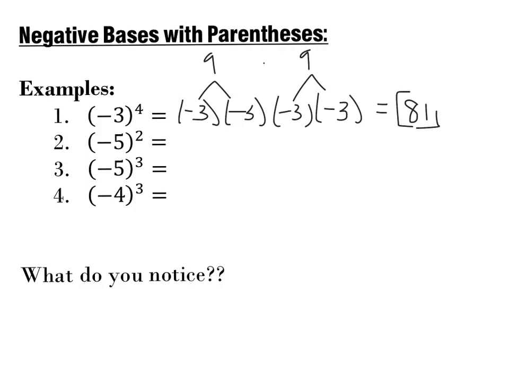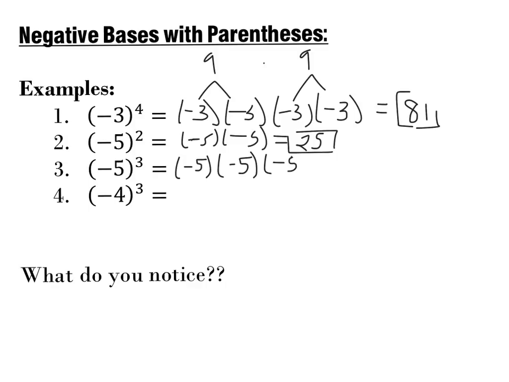Let's go ahead and do the next one. Negative 5 to the 2nd power. That's going to be negative 5 times negative 5, which is positive 25. Let's look at the next one. Negative 5 to the 3rd power. That's going to be negative 5 times negative 5 times negative 5. We just said negative 5 times negative 5 was 25. So what's 25 times negative 5? Positive times a negative, I know it's going to be negative. 25 times 5, that's negative 125.